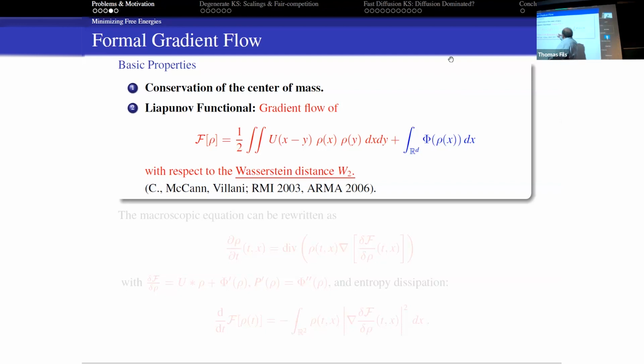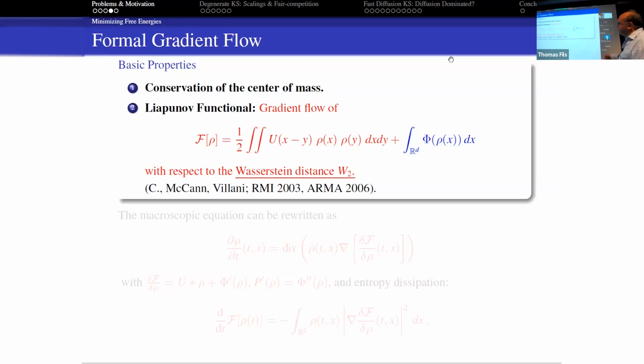Why? Because you can think about U convolved with rho as the potential generated by the density rho, and you're multiplying by rho again, so you compute the total potential energy. I put the 1/2 just for simplicity to connect well with the PDE. And then the second part, the blue term, will be obviously related to the nonlinear diffusion part if you choose the phi in the right way. So forget about what I'm saying here at the moment, but just that it's explaining in some sense the gradient flow structure of that equation.